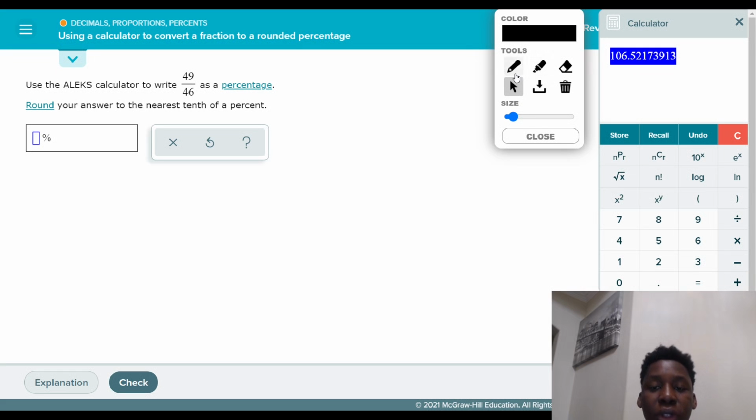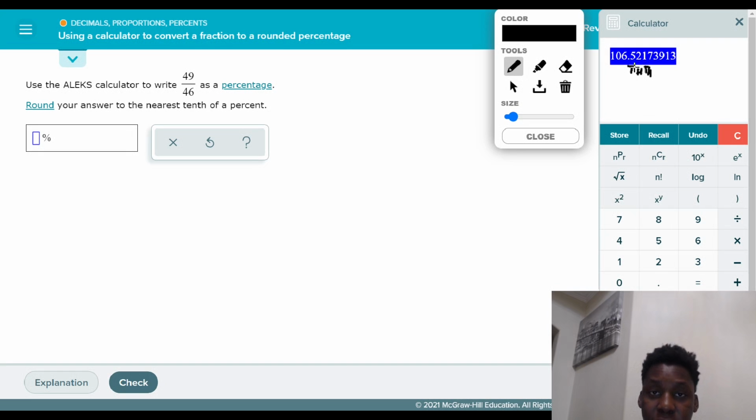Based on the previous example, the tenth should be 5, because it's the one next to the decimal point. So 5 is the tenth, 2 is the hundredth, and 1 is the thousandth. We're going to have to round the 5 in this case to the nearest number. To do that, we ask ourselves what number is after 5. The number after 5 is 2. Is 2 greater than or less than 5?